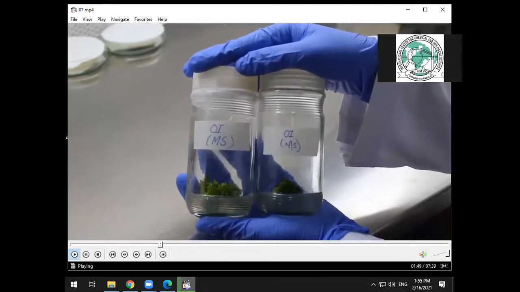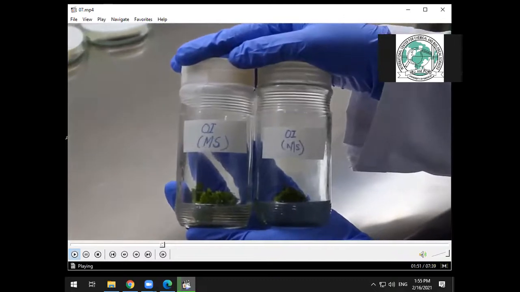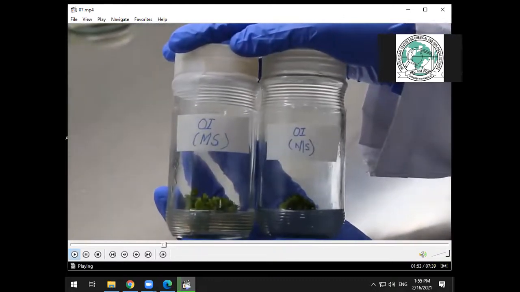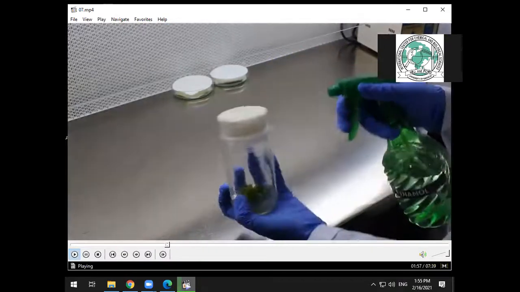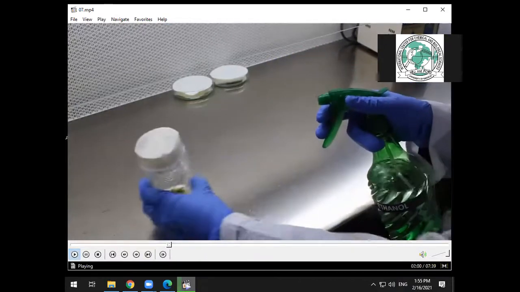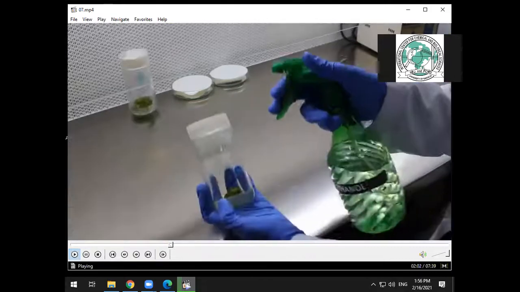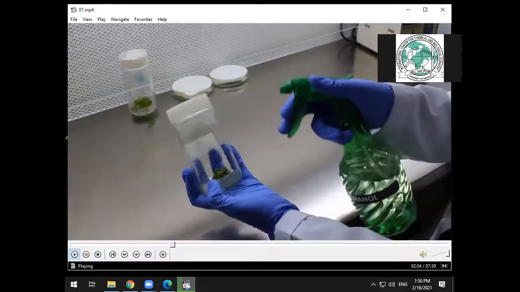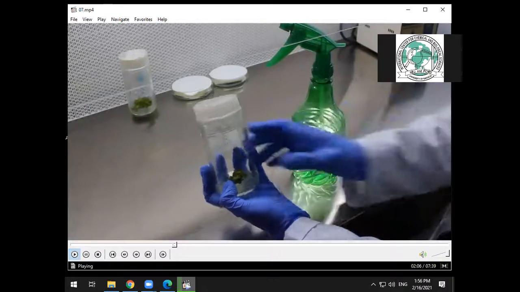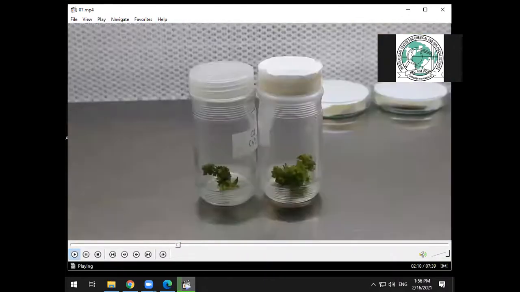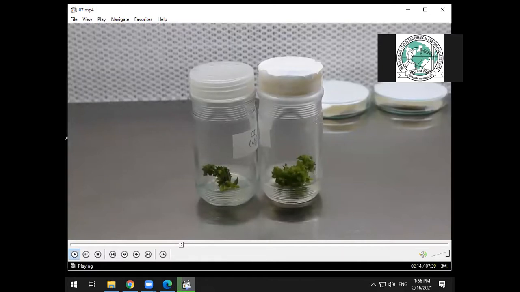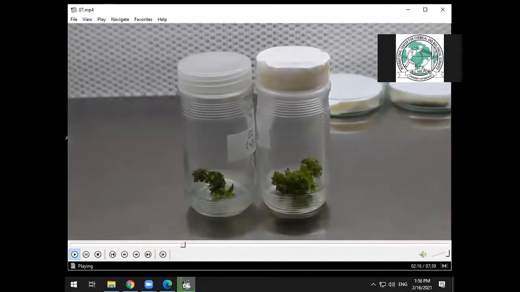Protocorm-like bodies developed under the leaf surface of explant. As you can see, these are the protocorm-like bodies developed within 3 months after initiation. Before taking the jars into the hood, disinfect them with 70% ethanol. These jars are now ready to be shifted into the fresh medium for shooting purpose.